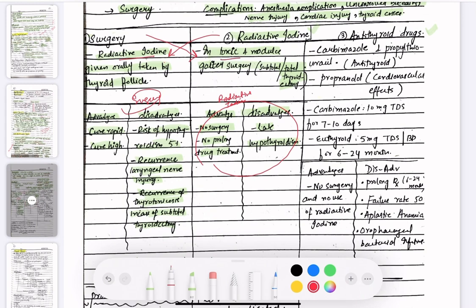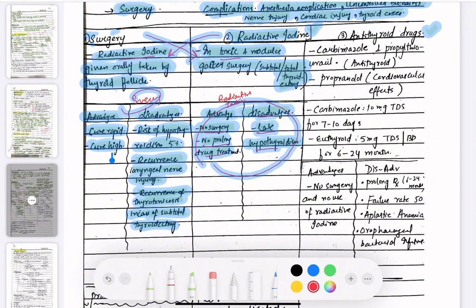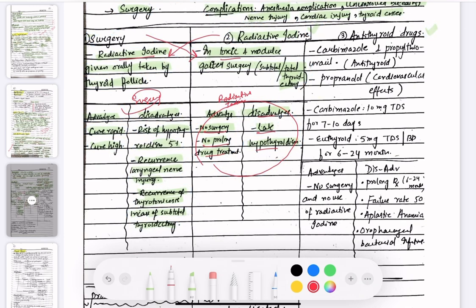Okay, so the radioactive iodine advantages are that no surgery is required and there will be no prolonged drug treatment, and the disadvantages are that late hypothyroidism may occur. The advantages of surgery are that the cure is rapid, and the disadvantages are the risk of hypothyroidism, recurrent laryngeal nerve injury, and recurrence of thyrotoxicosis in case of subtotal thyroidectomy.